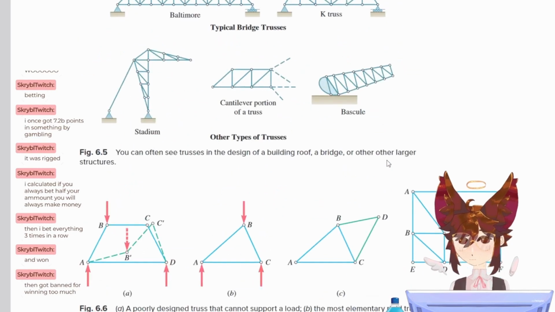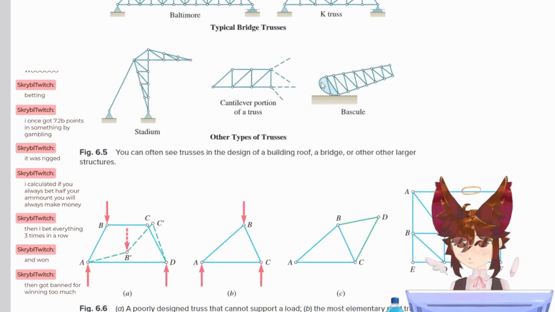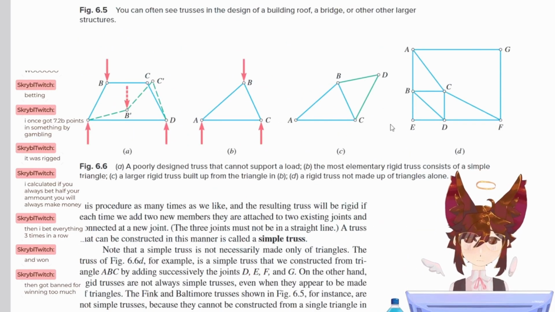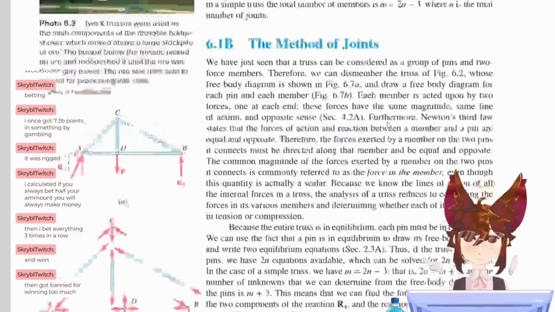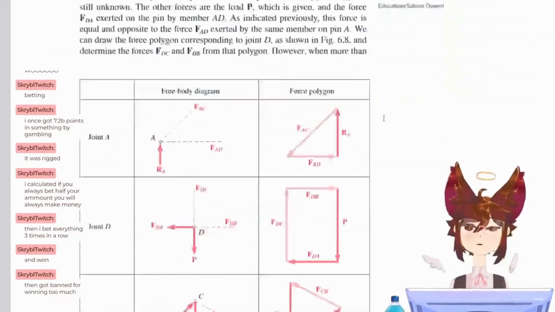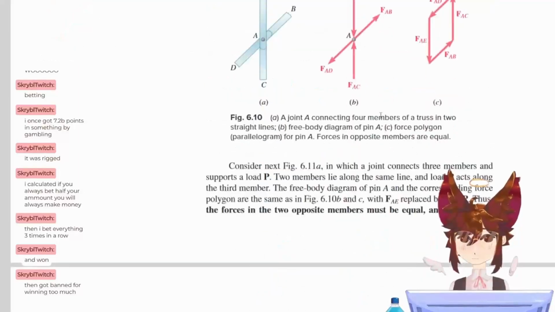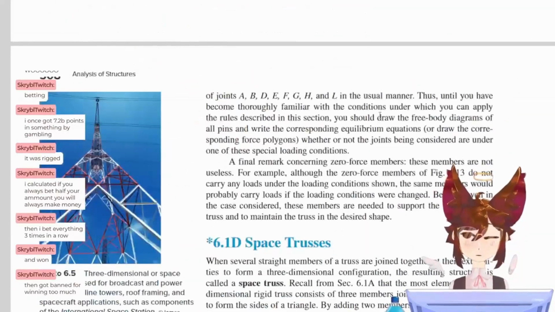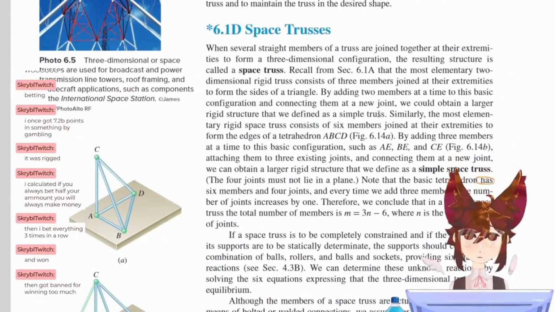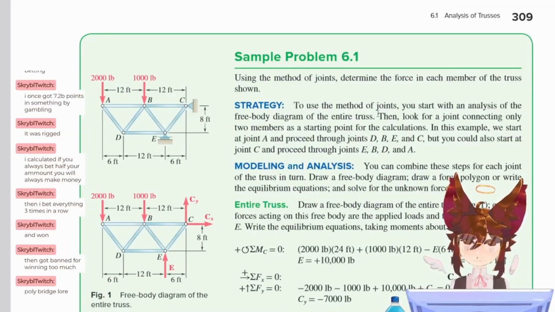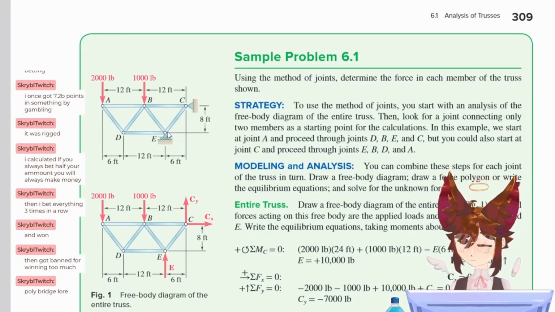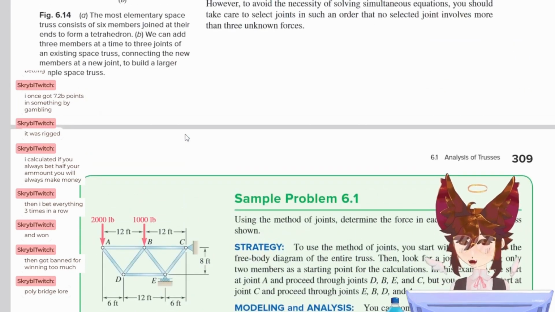Stadium. Bascule. I don't know what that is. That's cool, though. Okay. Method of joints. Alright. Here we go. This is what we're talking about. Space trusses. Oh, we are not doing space trusses. Woo! Okay, here. This is... Polybridge lore. Exactly. Okay.